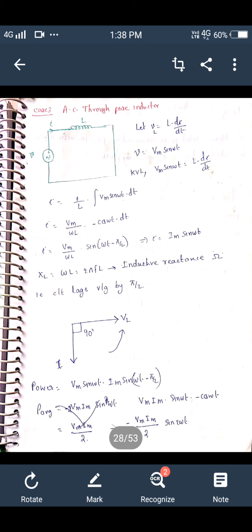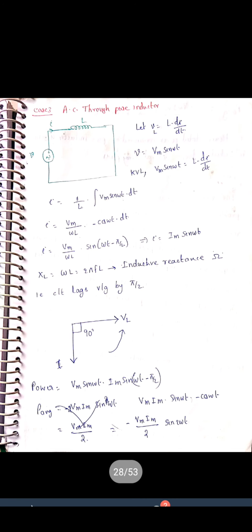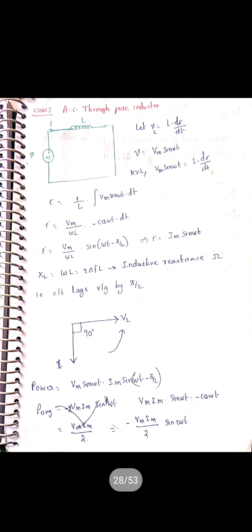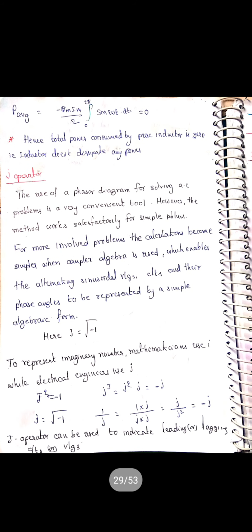Now instantaneous power is equal to V instantaneous into I instantaneous. V instantaneous is Vm sin omega t, and I is Im sin omega t minus pi by 2. If you integrate this, we have to calculate the average value over one cycle. If you calculate one cycle, you get the expression as 0. That means power doesn't increase across the inductor. The inductor doesn't consume any power. Whatever power it takes, it gives back to the network as per requirements.